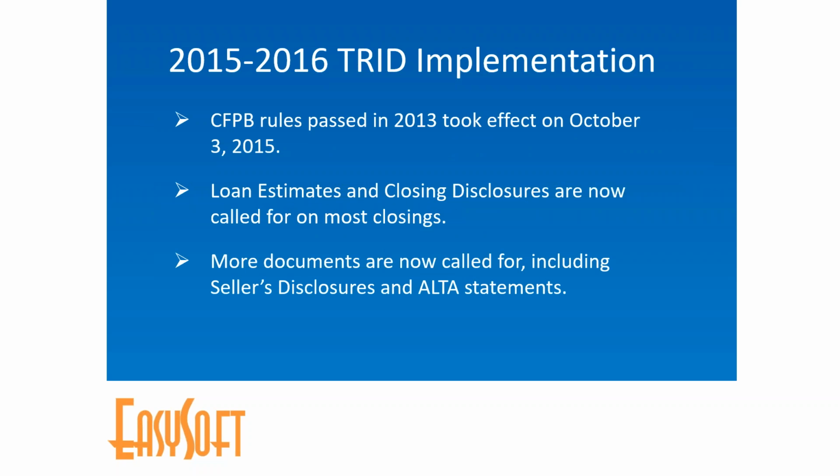So let's talk about TRID. TRID is short for TILA-RESPA Integrated Disclosure Rule, which itself refers to TILA, the Truth in Lending Act. The major changes from the CFPB are now the norm for real estate closings, moving us away from the 3-page RESPA-compliant HUD format to a 5-page closing disclosure and a 3-page loan estimate.